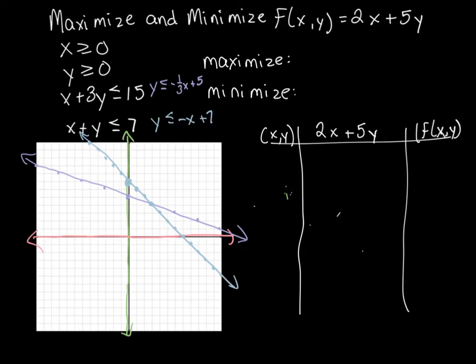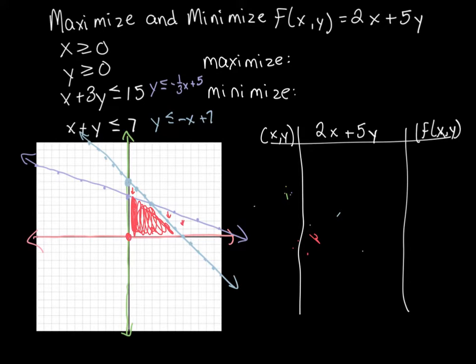Now let's look at where our shading would be. Our blue line is a less than, which would be below that, and then our purple line was also a less than, so it's also below that. Our green line was greater than, so to the right, and then our pink line was greater than, so up. So right in here where all that shading is where it would overlap.